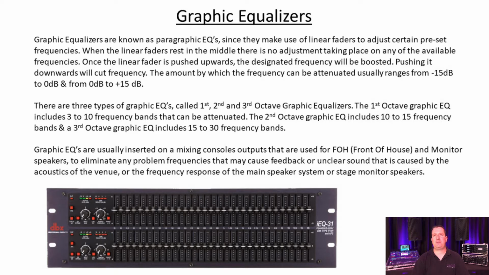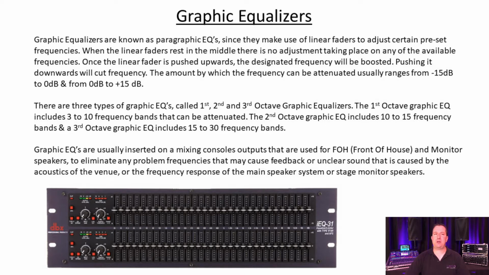The first octave graphic EQ includes 3 to 10 frequency bands that can be attenuated. The second octave graphic EQ includes 10 to 15 frequency bands, and the third octave graphic EQ includes 15 to 30 frequency bands.